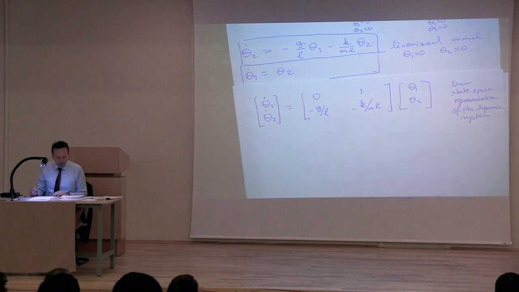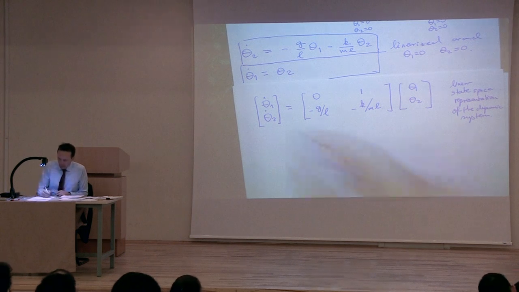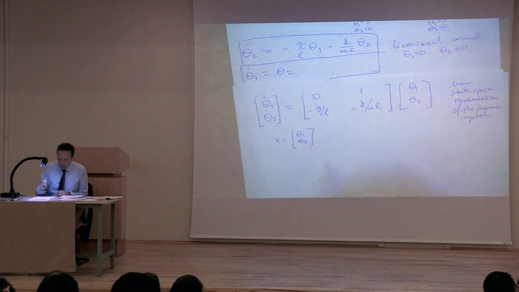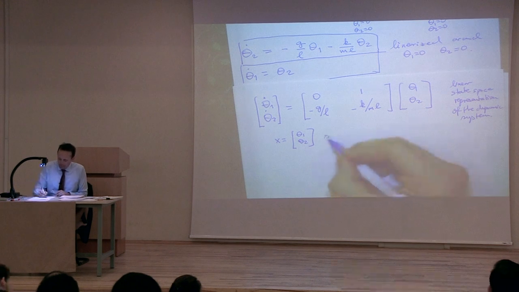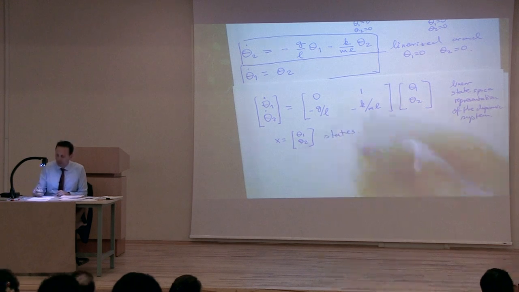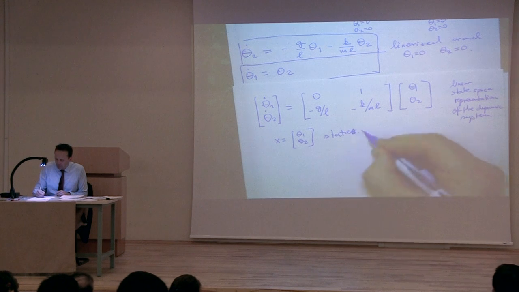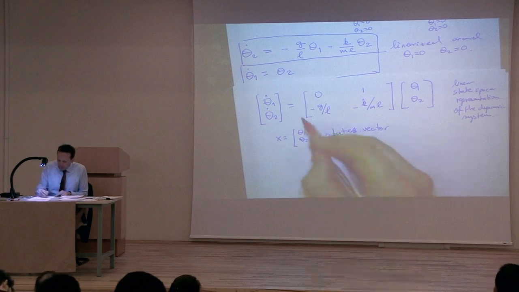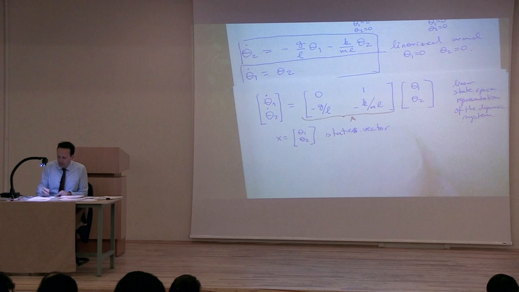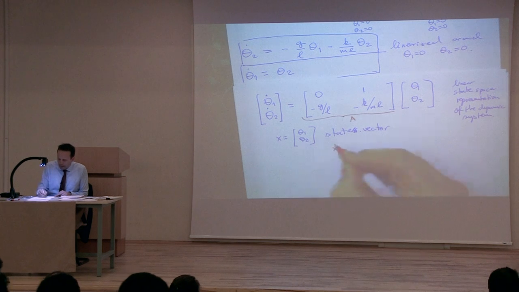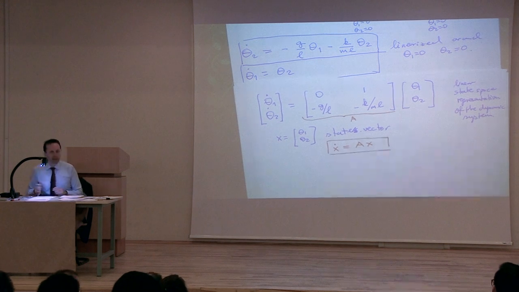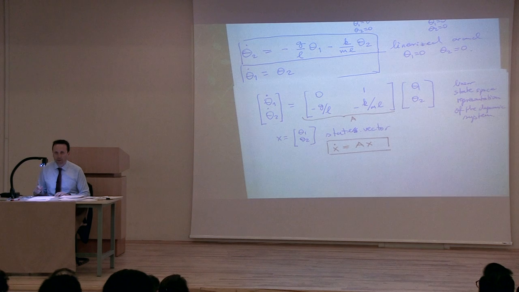Now that we have this, what are we going to do next? So we can do this, x is equal to theta 1 and theta 2. Okay? So these were the states, and we called it the state vector. This is a state vector. And if you call this matrix A, you can simply represent this as x dot is equal to A times x. A is a matrix, x is a state vector. And the matrix is right here.